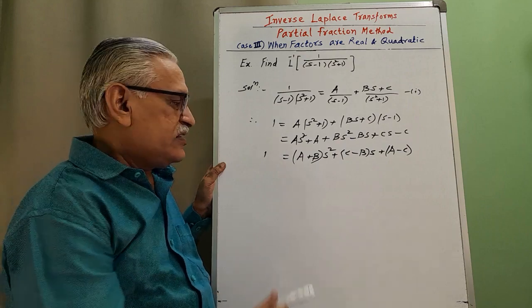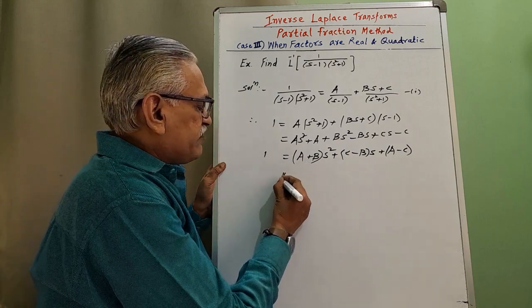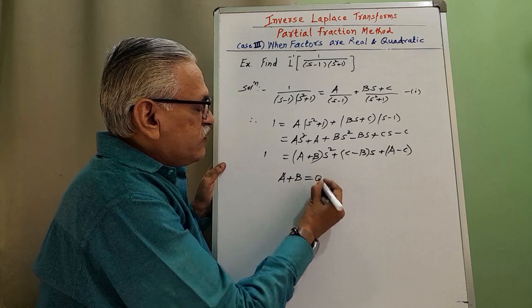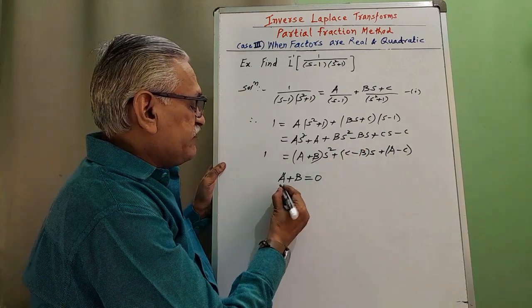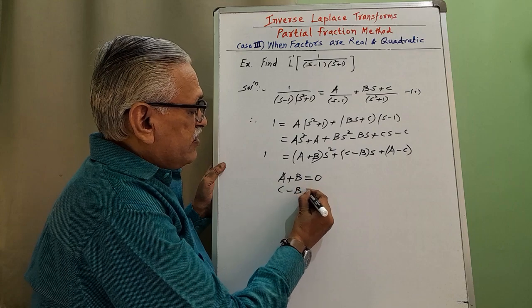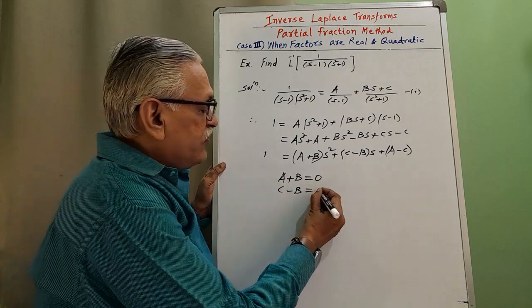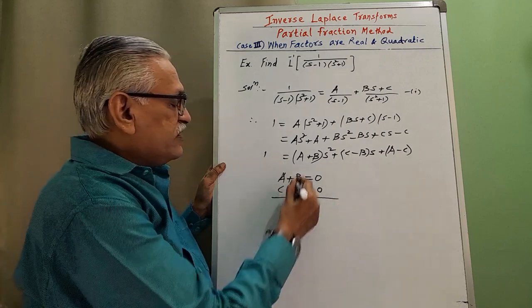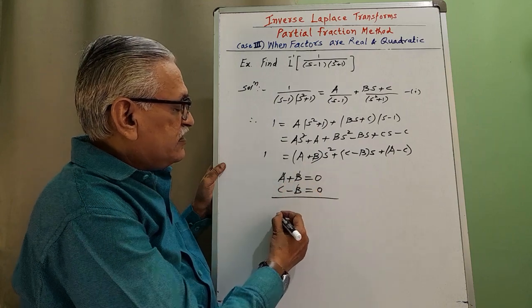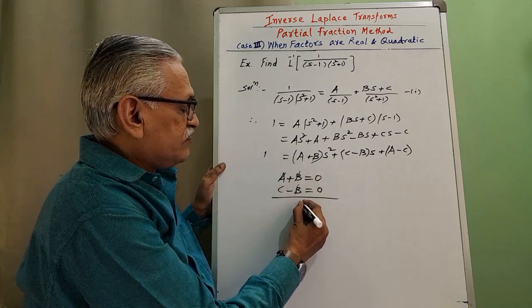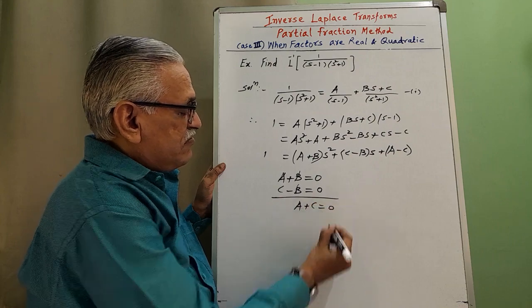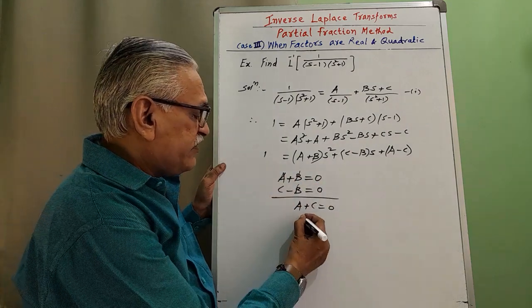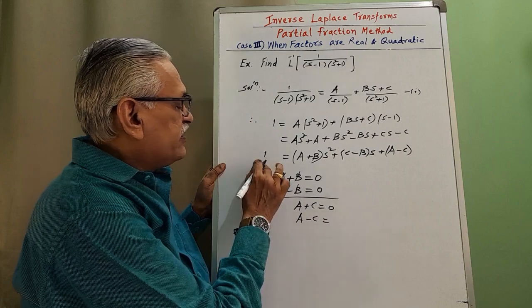Therefore, comparing two sides, the coefficient of s square is A plus B, and no term of s square on the left hand side, therefore equal to 0. Then C minus B, again no term of s on the left, therefore it is also 0. Then solving these two equations, minus B plus B gets cancelled, A plus C is equal to 0. And the last constant term is A minus C and it is equal to 1.